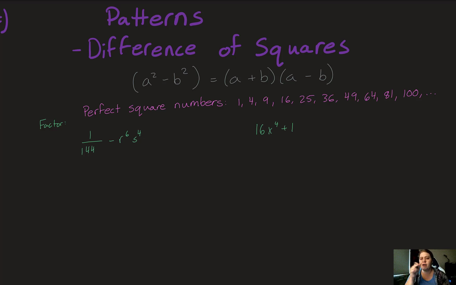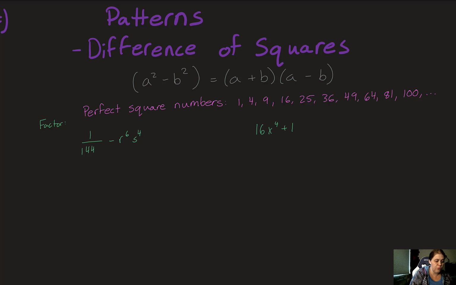So perfect square numbers, things to look out for. You're like, I might have a perfect square here, as you only have 2 terms that you're trying to factor, and you see a 1, a 4, a 9, a 16, 25, 36, 49, 64, 81, 100, on and on and on, 121, 144, 169, so on and so forth. So we're looking for perfect square numbers. We're also looking for exponents that are even, because that also lets us know that we have a perfect square of some sort.